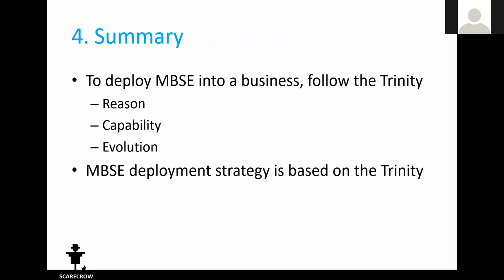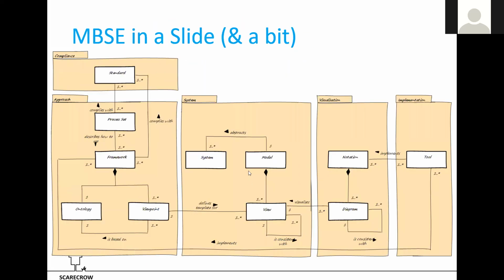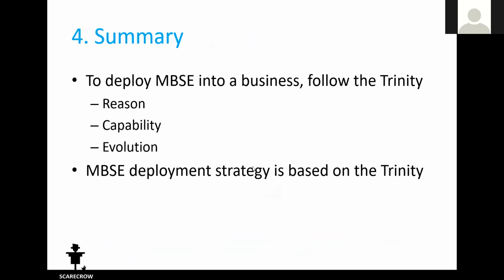So again, sorry to cut you off there, but we've only got a minute left. So basically we use this information, and it will allow us to populate the capability, which is that one, and it will allow us to populate the evolution. On the basis of that, and combining it with the reason, it means that we can actually develop an MBSE deployment. So just to conclude then, that's the basic whistle-stop tour of Trinity.